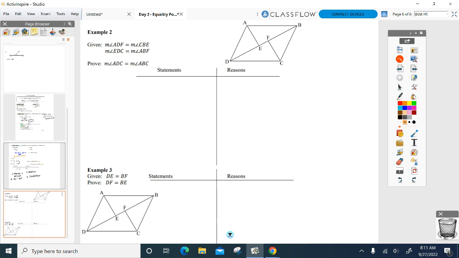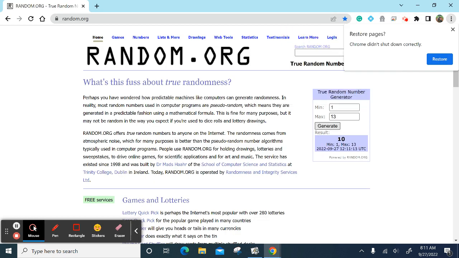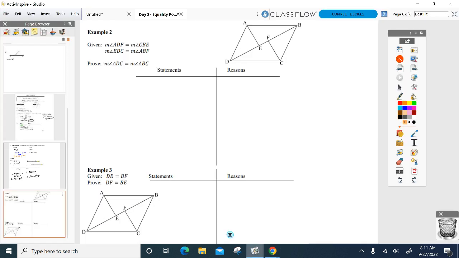You guys are really making me pick numbers today, huh? 10, what do we put for congruent angles? Arc marks, yep. So go ahead. Angle ADF, congruent, equal to CBE. So I should have 2 arc marks at ADF and CBE. And then EDC and ABF, I should have some double arc marks.